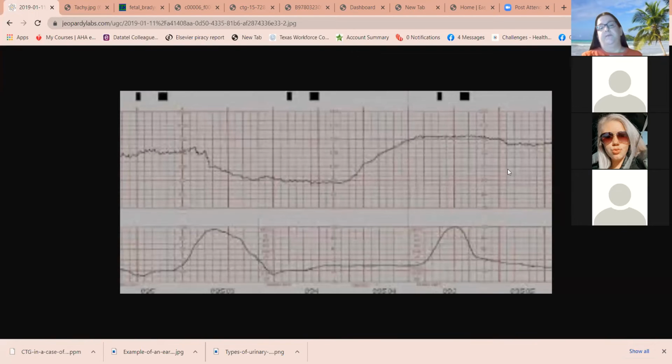Oh, what would you call this strip? Category 1, 2, or 3? Category 2. Good. And as a nurse, what would you do with this strip? What would you do at this point right here? What are we doing? Okay, over here, we're repositioning. We want to get her on her left side. If she's on Pitocin, we stop it. What else do we want to do?